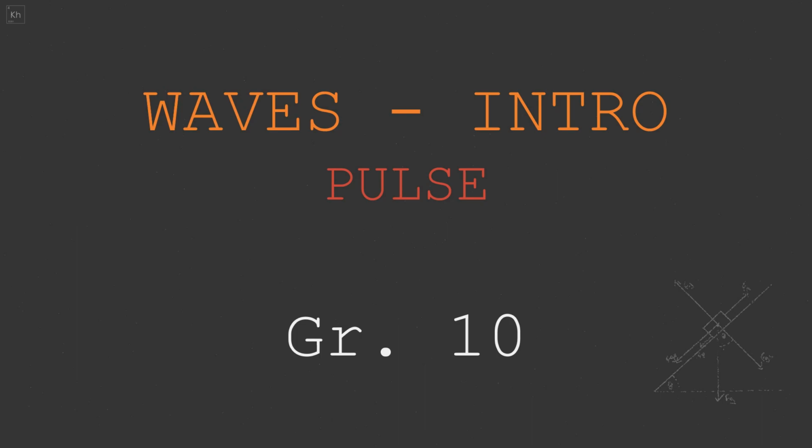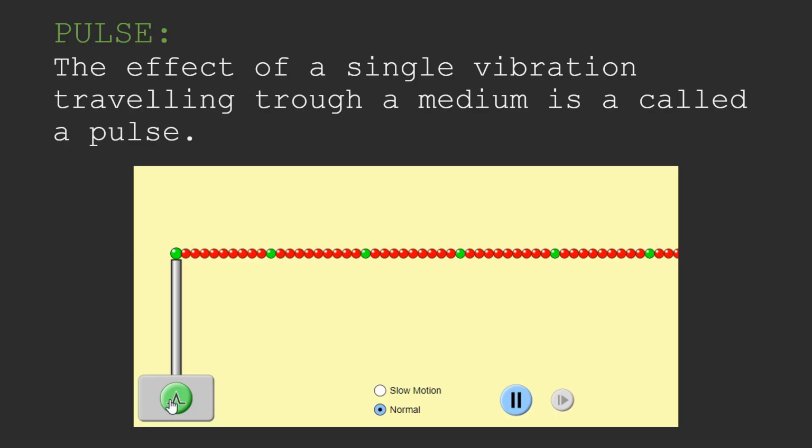Waves and pulses. The effect of a single vibration traveling through a medium is called a pulse. Now, in this case, we have our medium, which is the rope, and we're then going to allow a pulse to travel through it.